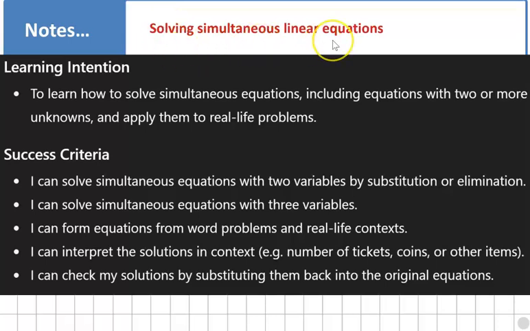Solving simultaneous linear equations. Learning intention: to learn how to solve simultaneous equations, including equations with two or more unknowns, and apply them to real-life problems.